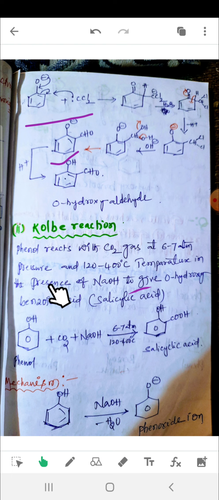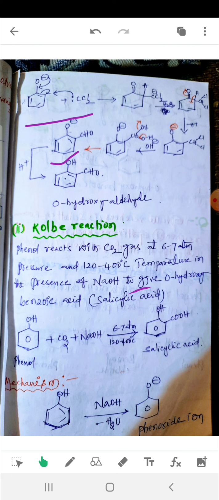Here, the Kolbe reaction. What is the Kolbe reaction? Phenol reacts with carbon dioxide gas at 6 to 7 atmosphere pressure and 120 to 140 degrees temperature in the presence of NaOH to give ortho-hydroxybenzoic acid. Phenol treated with carbon dioxide and NaOH, applying this condition, forms ortho-hydroxybenzoic acid, that is salicylic acid. The major product is at the ortho position: ortho-hydroxybenzoic acid is formed.